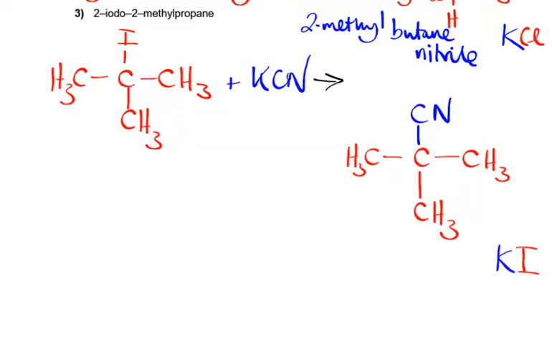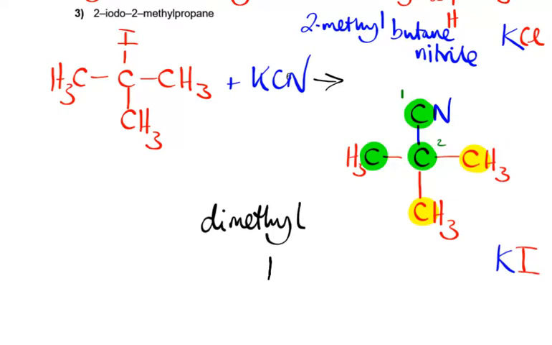And here's the final one. This time again, naming the organic compound. Our nitrile has 3 carbons, which means that we've got 2 methyl groups on the second carbon, so some of you might call this 2,2-dimethyl propane nitrile. Actually, you don't need the 2,2, so I would just refer to this as dimethyl propane nitrile.